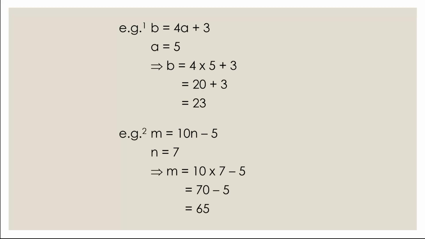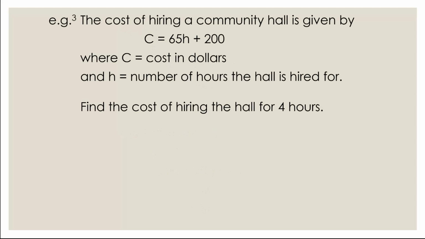This is one way that you might see questions written where it gives the formula and then a value for one of the pronumerals, one of the variables. You might get a different type of question. It might be written like this. Well, it's not really a different type of question. It's just written differently. But essentially, it's exactly the same thing. We have a formula. We've got two variables here, c and h. So c is 65h plus 200, and we have a value of one of them because h is the number of hours, and the question says we're dealing with 4 hours. So we know h is equal to 4.